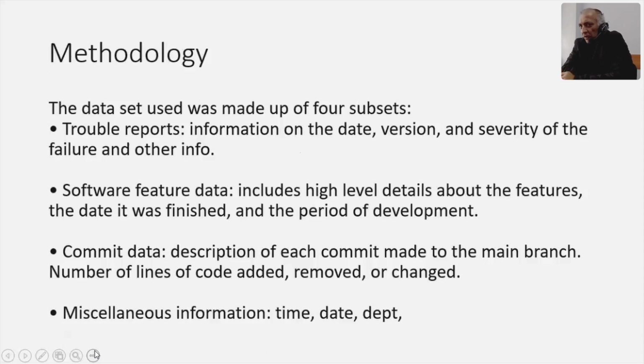Before that, the methodology was to apply a data set. The data set that we applied was made up of 4 subsets, namely trouble reports, software feature data, commit data, and miscellaneous information. The trouble reports were the information on the date, version, severity of the failure, and other info. Software feature data includes high-level details about the feature, the date it was finished, and the period of development. Commit data is a description of each commit made to the main branch, with the number of lines of code added, removed, changed, and edited. And then the miscellaneous information like time, date, department, etc.